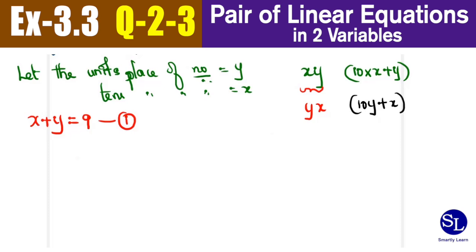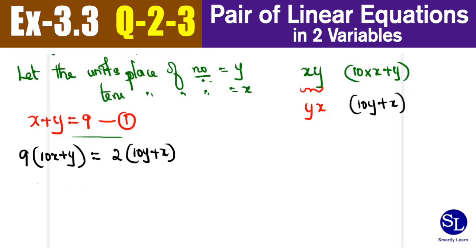Now their statement is 9 times the value of the first number. So it is going to be 9 times 10x plus y is equal to 2 times the reversed number. So it is 2 times 10y plus x. So this is going to be the second equation. So let us reorganize this second equation to get a simple equation like the first one. So this is going to be 90x plus 9y is equal to 20y plus 2x.